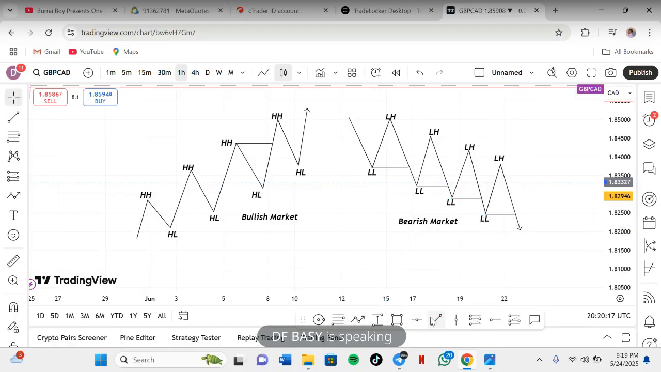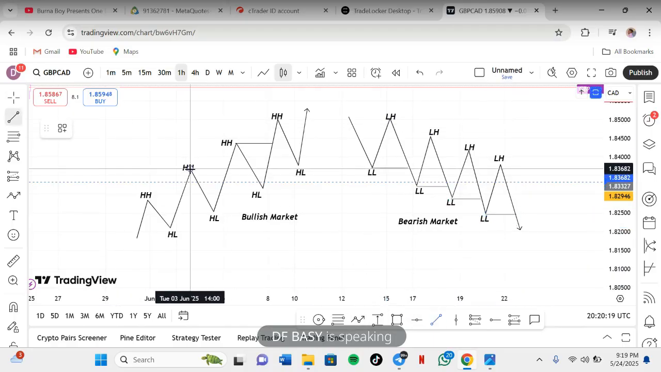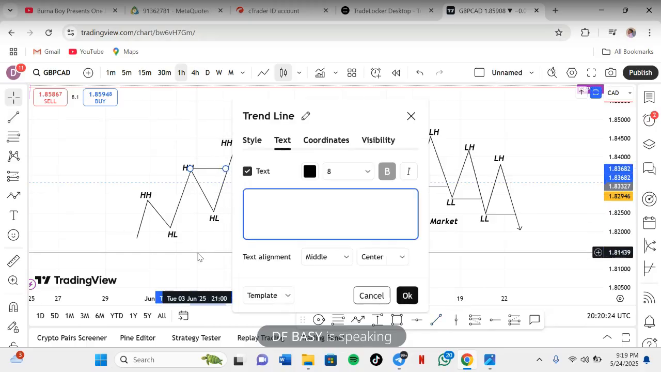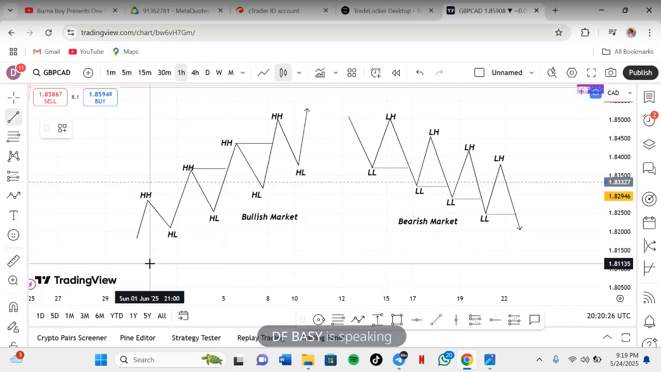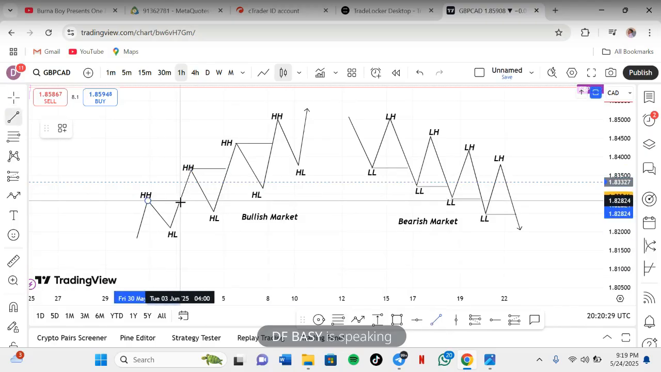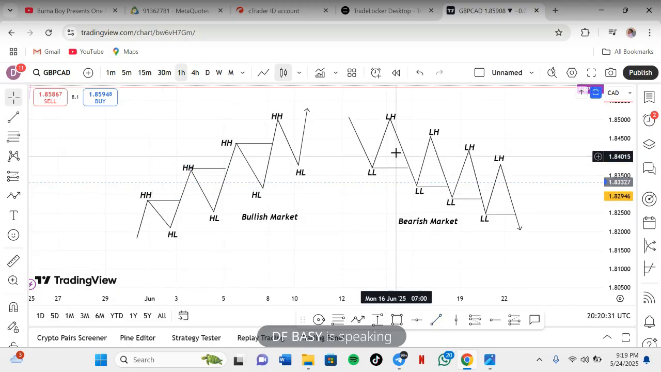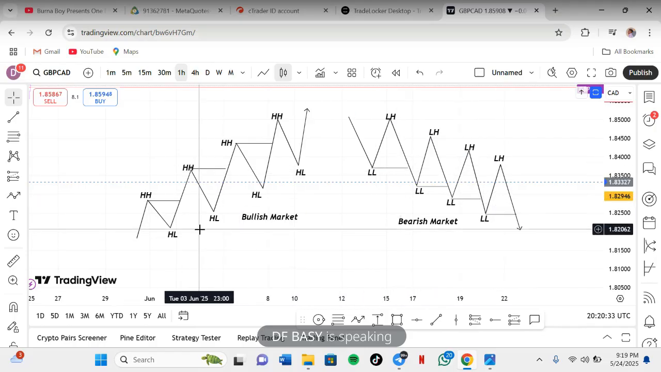While in the bullish market, it breaks structure to the upside. Since it's bullish, we are going up, right? So it's breaking structure to the upside. What is break of structure? It's when the market takes out a high if the market is bullish, or when the market takes out a low if the market is bearish, right?